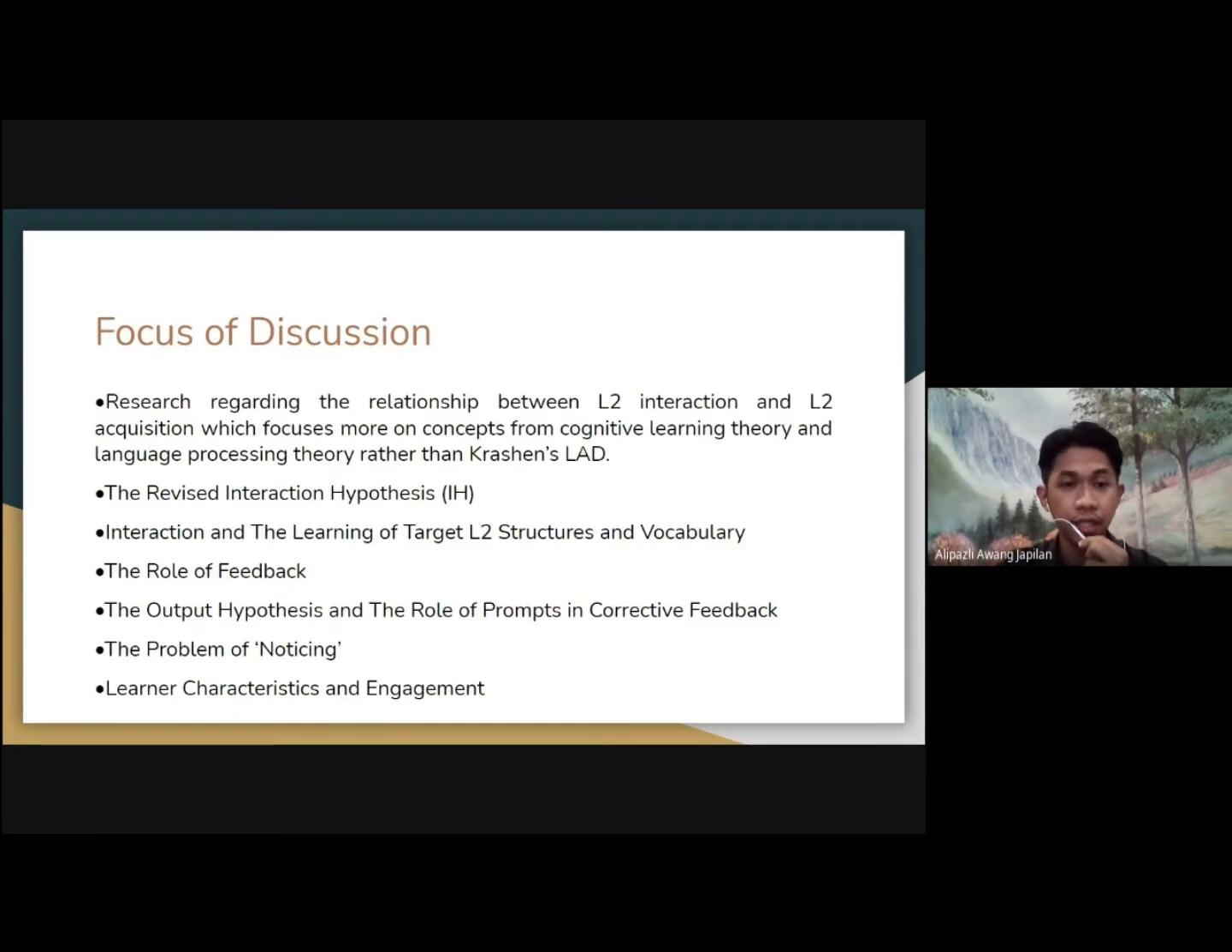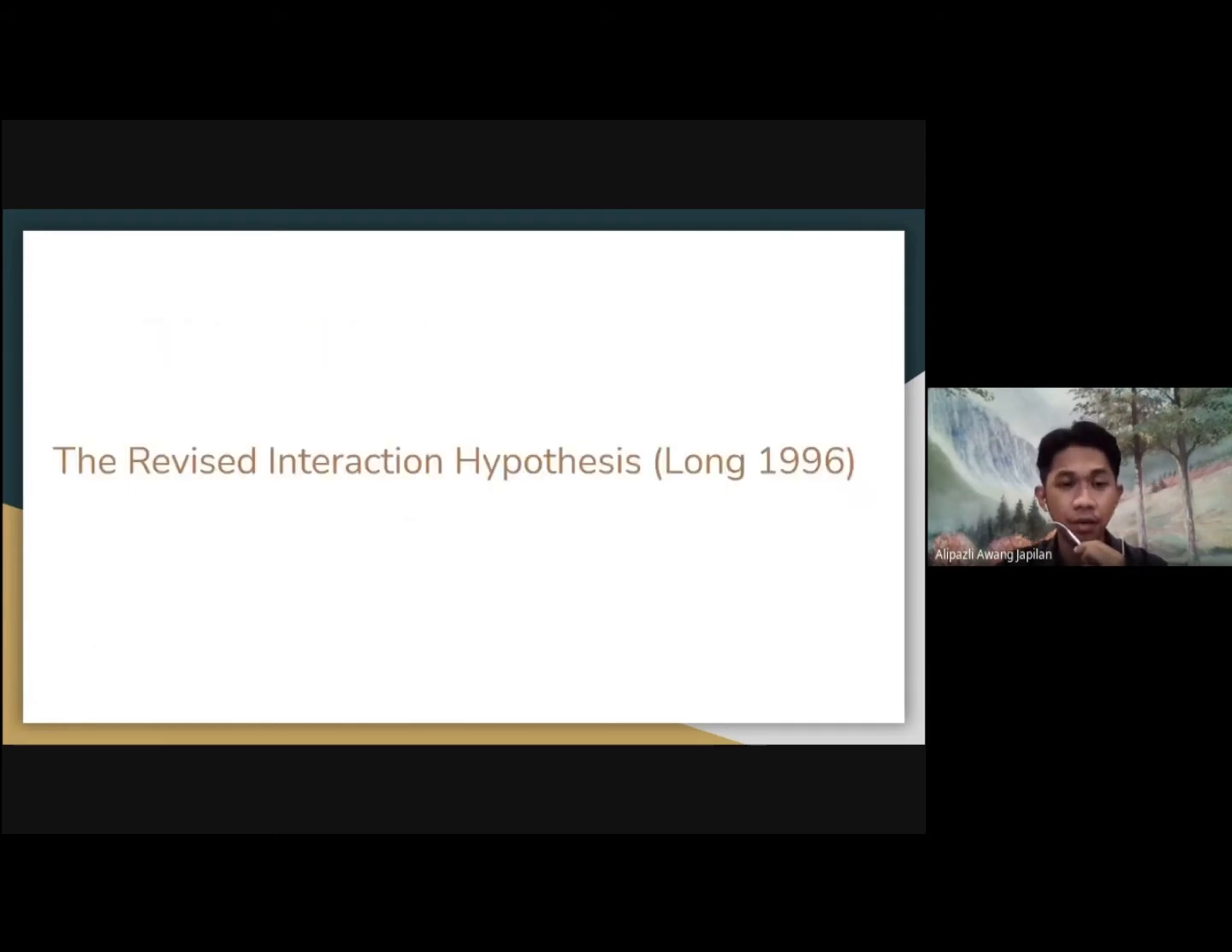So the focus of our discussion today will be research regarding the relationship between second language interaction and second language acquisition, which focuses more on concepts from cognitive learning theory and language processing theory rather than Krashen's LAD. And then I will present the revised interaction hypothesis and also interaction and the learning of target second language structure and vocabulary. And then Friska will present the role of feedback and the output hypothesis and role of prompts in corrective feedback. And Azlan will present the problem of noticing and learners' characteristics and engagement. All right, the first part is the revised interaction hypothesis by Long, 1996.